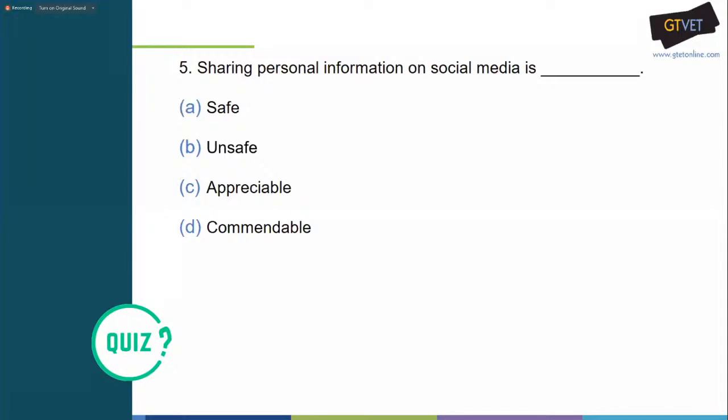Yeah, this is a very common question. Sharing personal information on social media is dash. Unsafe. Safe, unsafe, appreciable, commendable. Unsafe. Yes. It's very unsafe. Okay. So this has nothing to do with email, but it's just a general question on how to use online social media platforms. So we should not share personal information on social media.